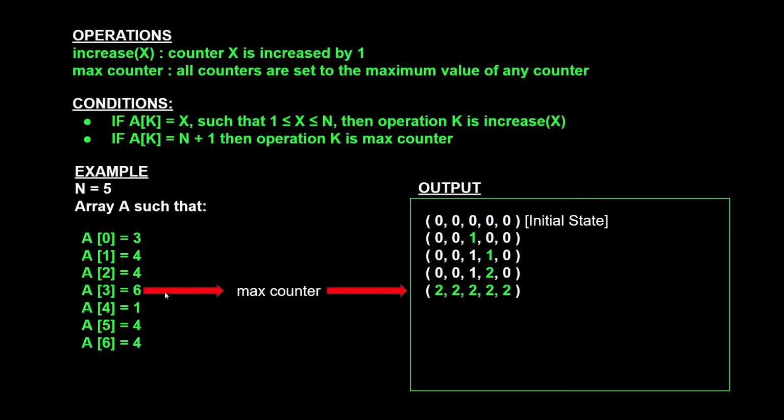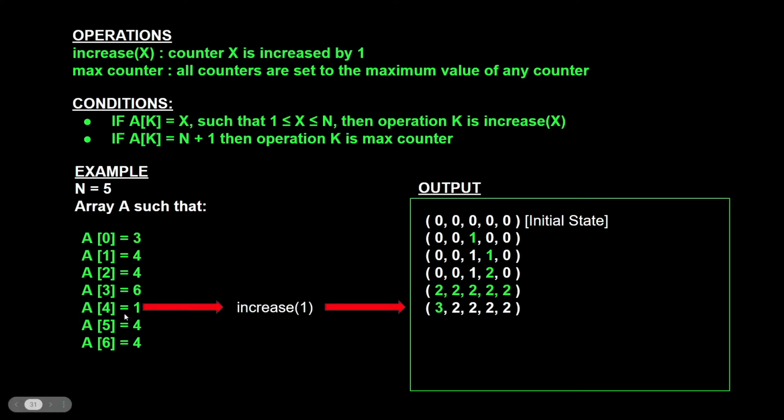A at 3 is equal to 6. 6 is actually equal to 5 plus 1, so n plus 1. So we actually want to run the max counter operation. Max counter means that all counters are set to the maximum value of any counter in the array. So here our maximum was 2, so we set all of them equal to 2.